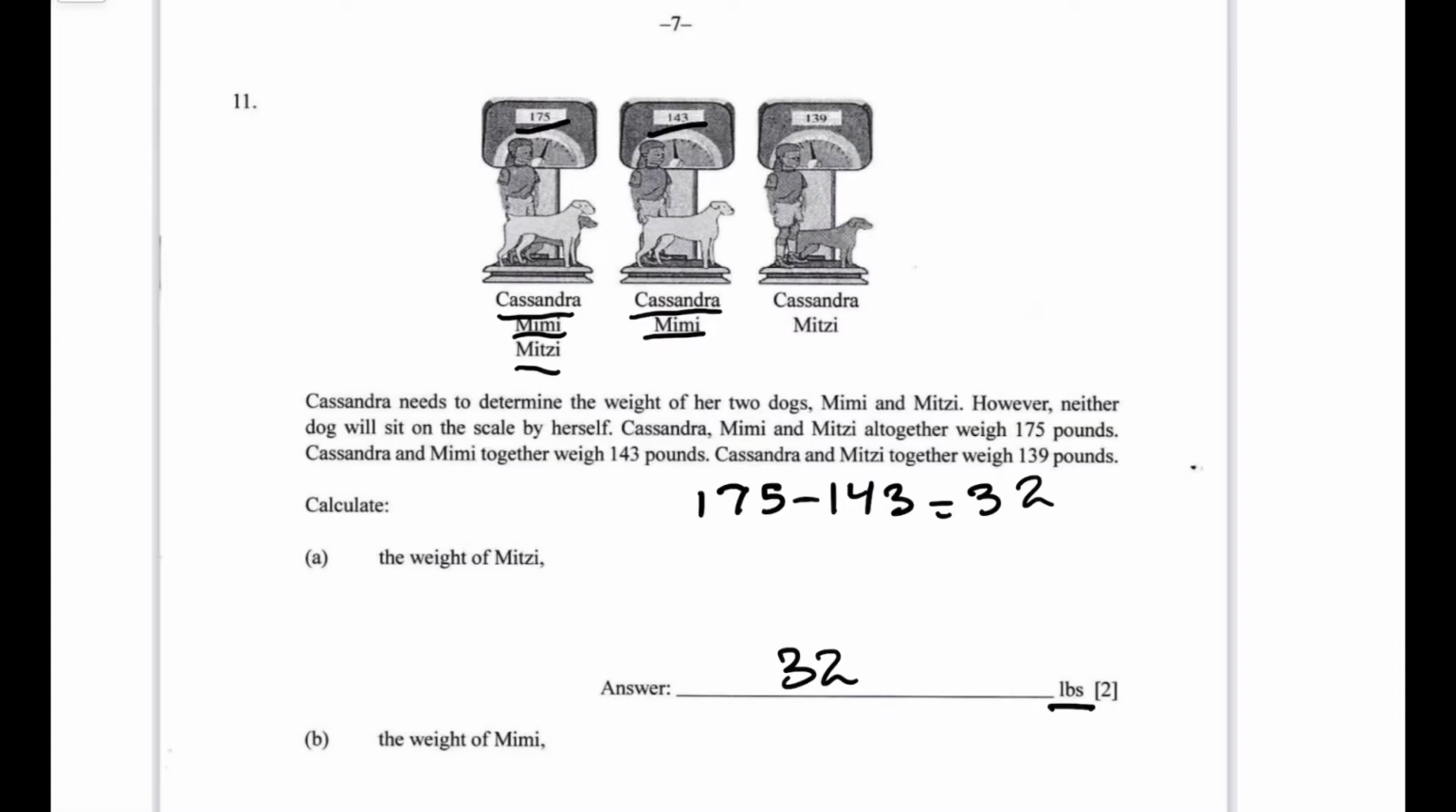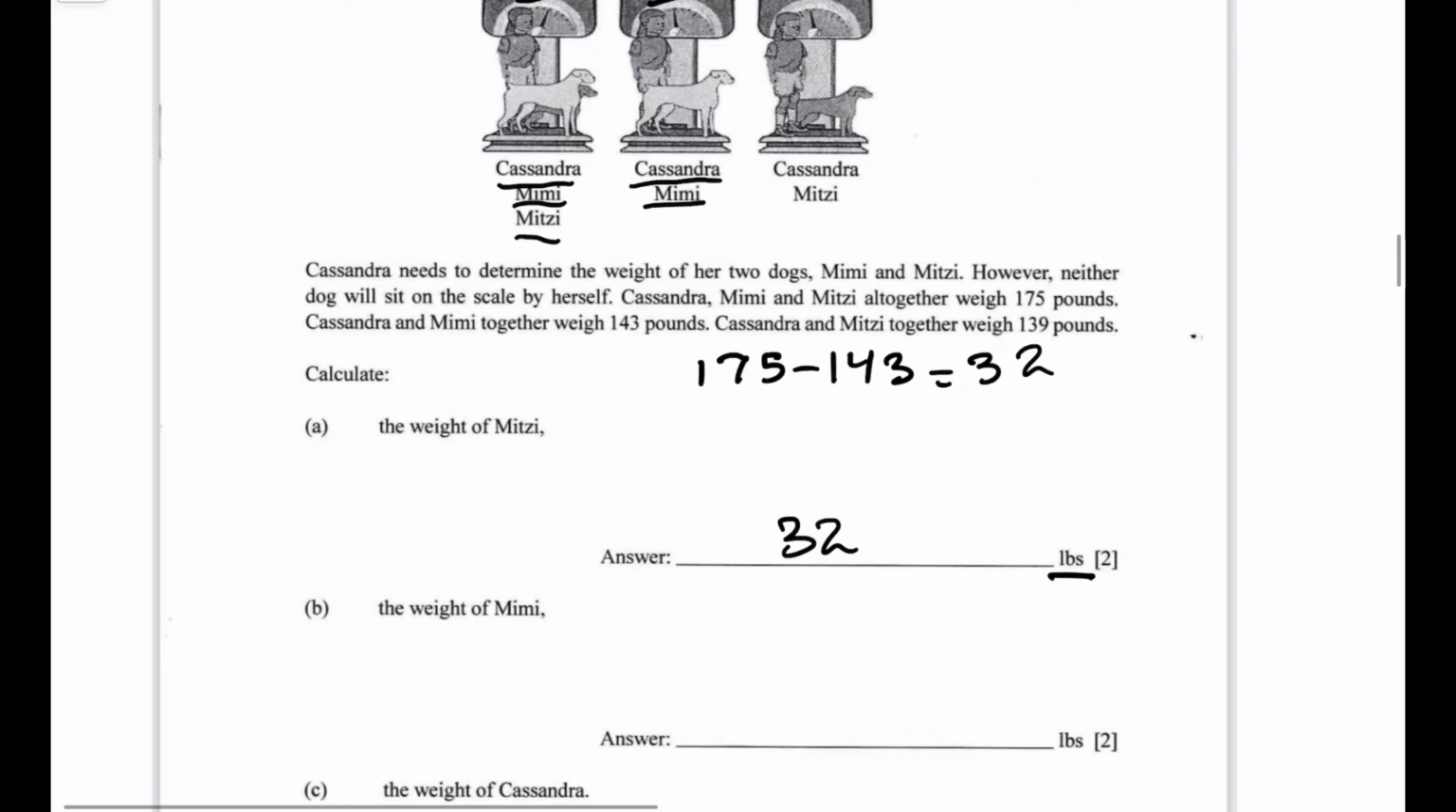And now they're asking for the weight of Mimi. So let's subtract from Cassandra, Mimi, and Mitzi, which is 175, Cassandra and Mitzi. And that's going to give us 36. So the weight of Mimi is 36 pounds.